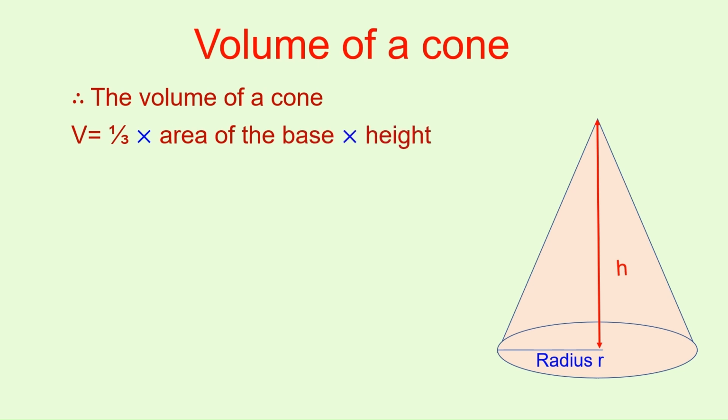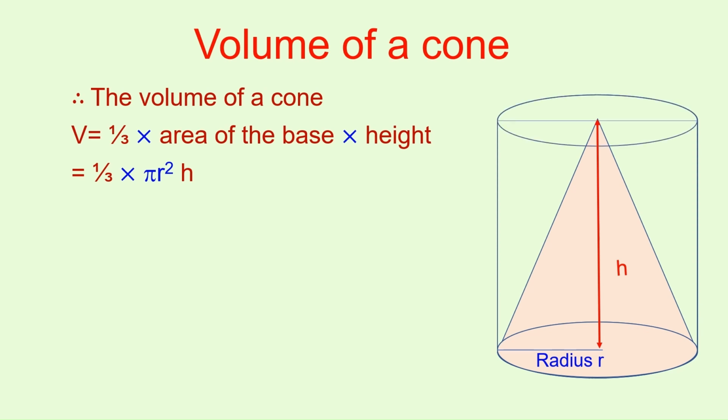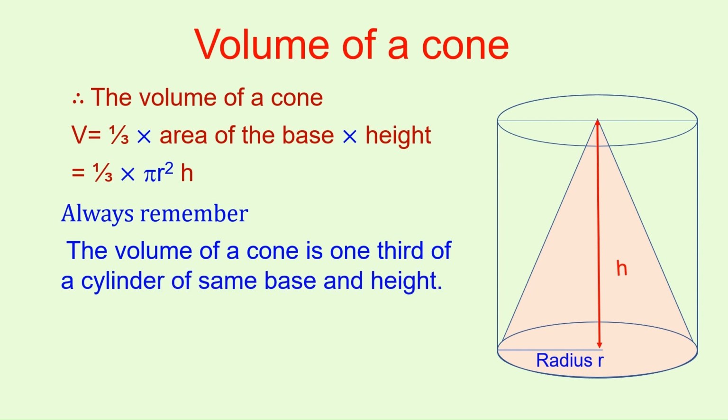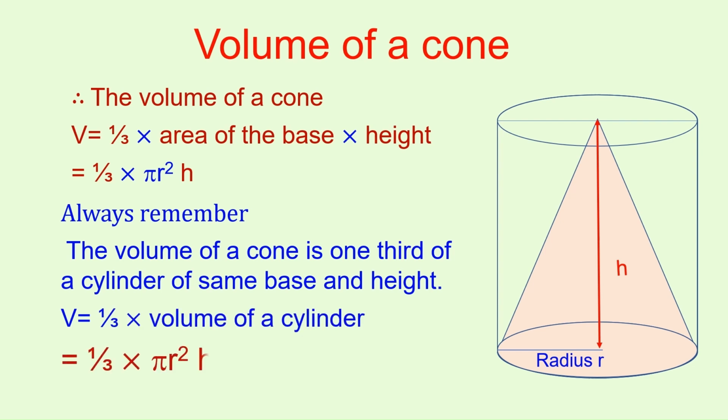The volume of a cone equals 1/3 times area of the base times height, equals 1/3 times pi times r squared times h. Always remember, the volume of a cone is 1/3 of a cylinder of same base and height. V equals 1/3 times volume of a cylinder, equals 1/3 times pi times r squared times h.